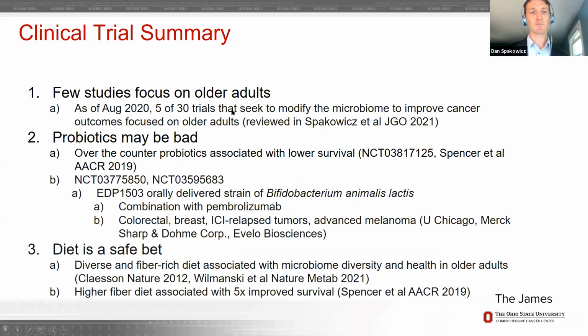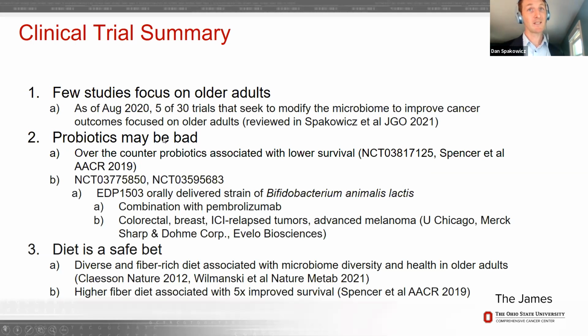So I just want to summarize the work that's going on to date. There are, as Fabio was mentioning before, few studies that focus on older adults. And here I'm talking specifically about the clinical trials that are trying to modify the microbiome to improve cancer outcomes. We haven't reviewed this very recently, but at the time there were something like 30 trials trying to modify the microbiome, of which 5 focused on older adults and 3 were at our institution. So there wasn't a lot outside of OSU.